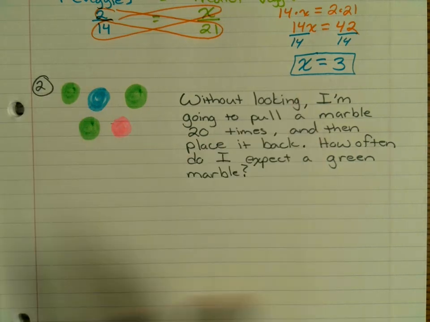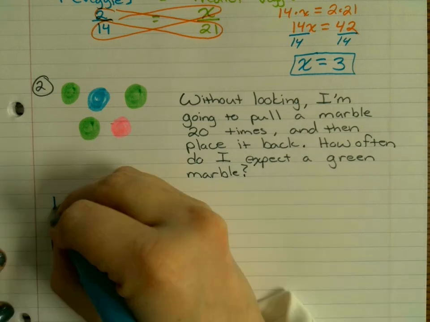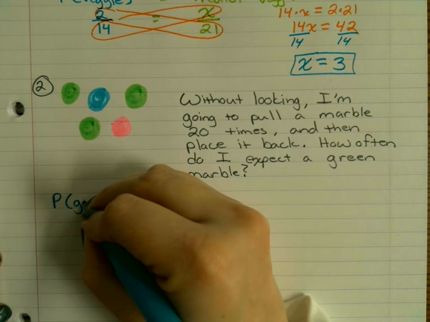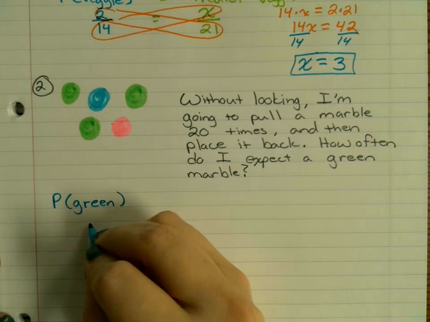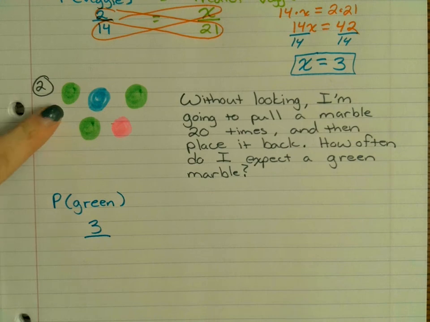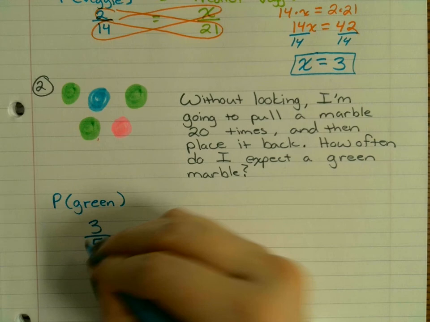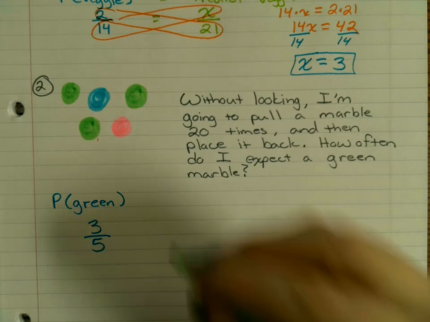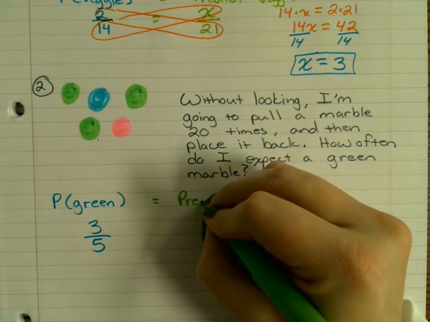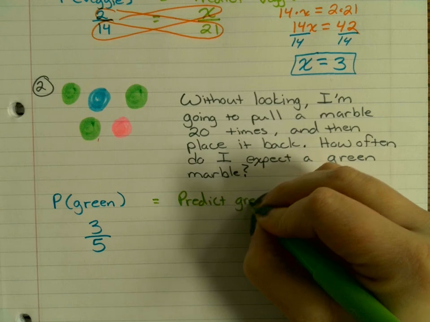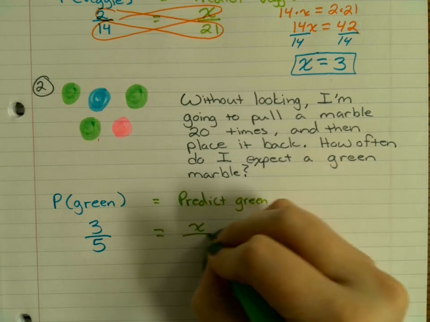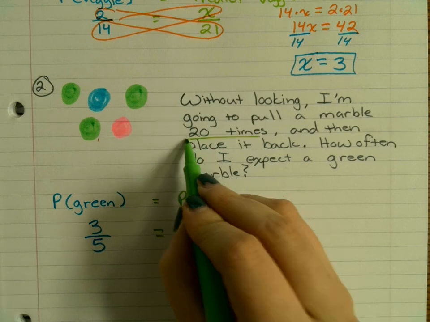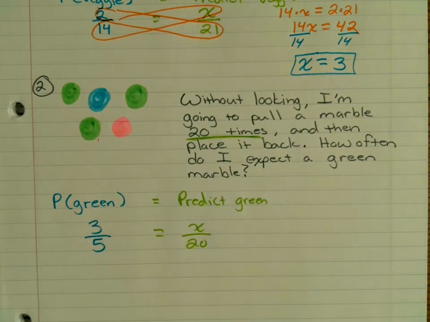So who can tell me what the probability of pulling a green marble would be? What out of what? 3 out of 5, right? There are 3 green marbles, right? 1, 2, 3 out of 5 total marbles. So the probability that I'm going to pull a green marble is 3 out of 5. Now I want to predict green out of 20 pulls, right? 20 times I want to go ahead and pull a marble out. I want to predict how often I should expect to pull out a green.